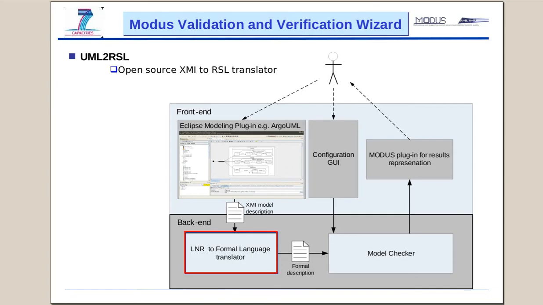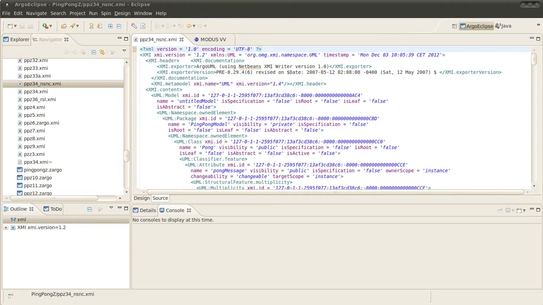The second part of this video will cover the case of RSL validation, where we will use the UML to RSL translator to go from the XMI model representation into the formal model description. So let's go back to the moment where we have the XMI representation of the model and we want to obtain the formal model, but this time we want to get the RISE representation.